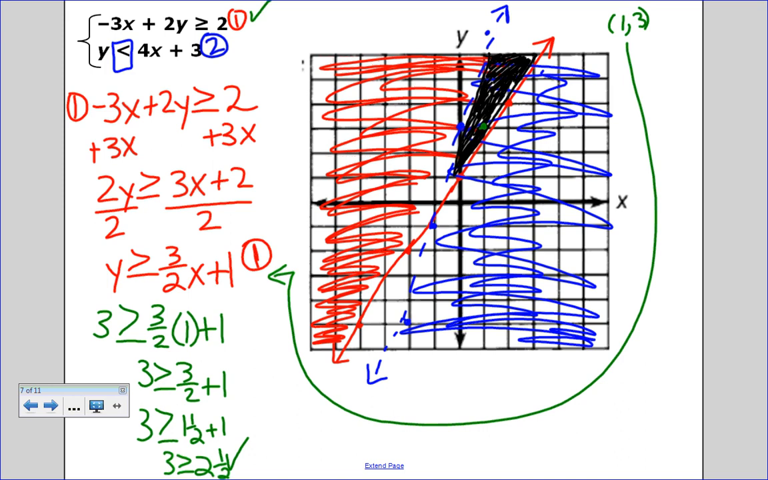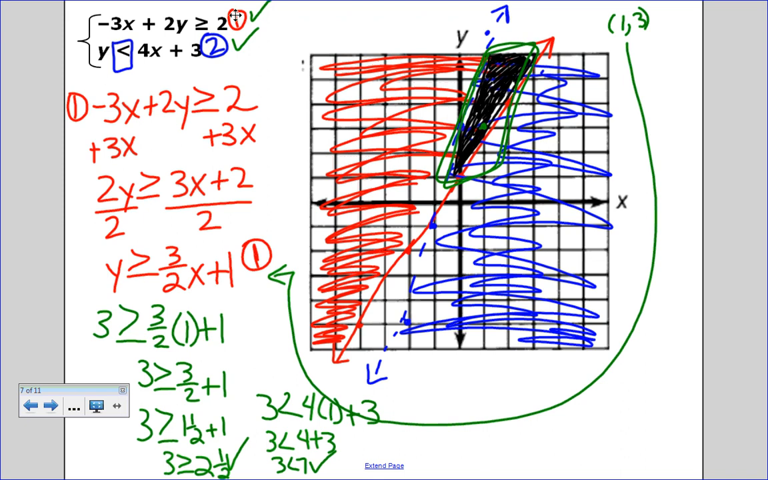Let's check it for the second equation. Y, which is 3, is less than 4 times 1 plus 3. 3 is less than 4 plus 3. 3 is less than 7. Yes. So this point is a solution to both. Notice that it lies in the overlapping area right here.